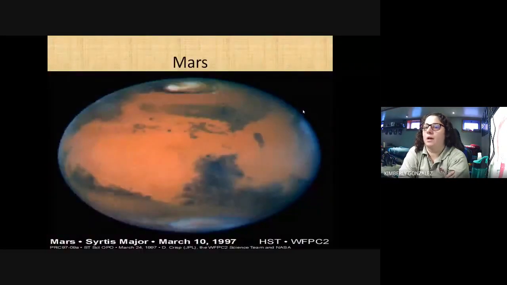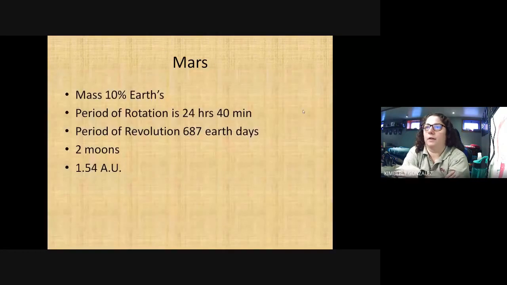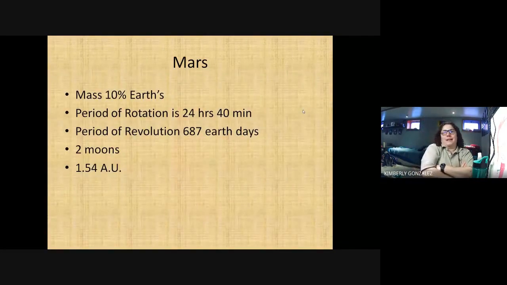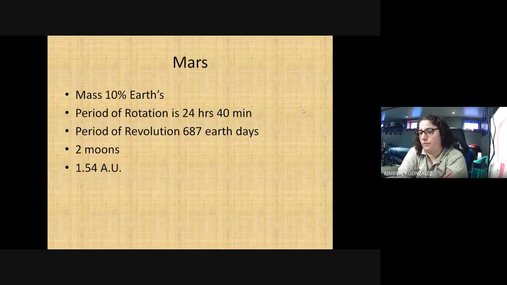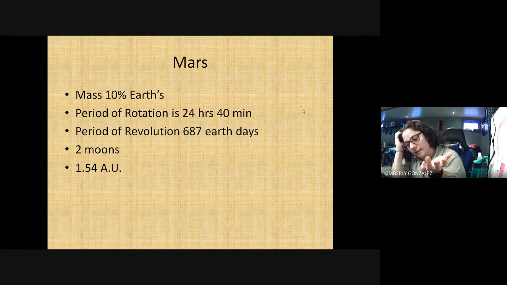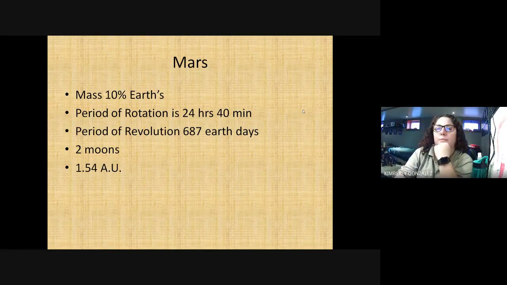There we are. Okay, Mars. Mars is fun, all right? Mars is only 10% the size of Earth's, so it's a small planet. Even though we're looking into colonizing it, we're looking into it because it has a similar tilt to us, and it has pretty much everything except for the massive amounts of water that we have, okay? Mars has 2 moons where we have 1, all right? And it's 1.54 astronomical units away from the sun. So if you're looking at this, that's listed on the reference table for you.